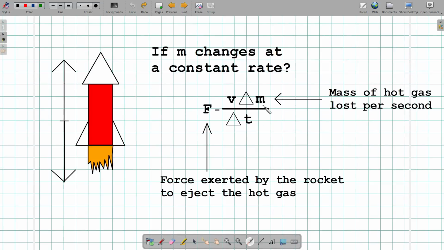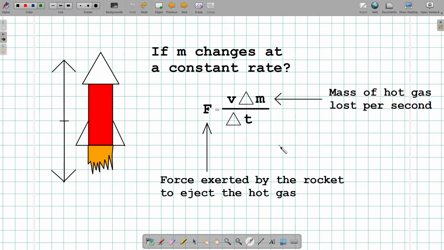It's quite easy. It's just F is equal to velocity, which in this case is constant, times delta m over delta t. Delta m being the mass of the hot gas lost per second, or the mass of whatever is being lost per second. Okay. So in these questions, I would recommend going over a lot of example questions, especially where mass is changing, because they can be complicated sometimes.